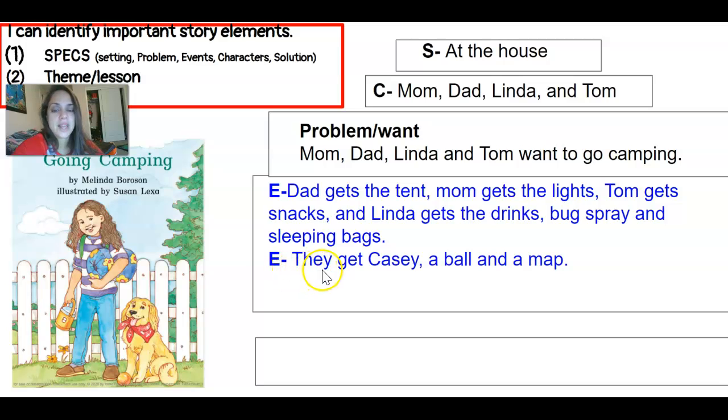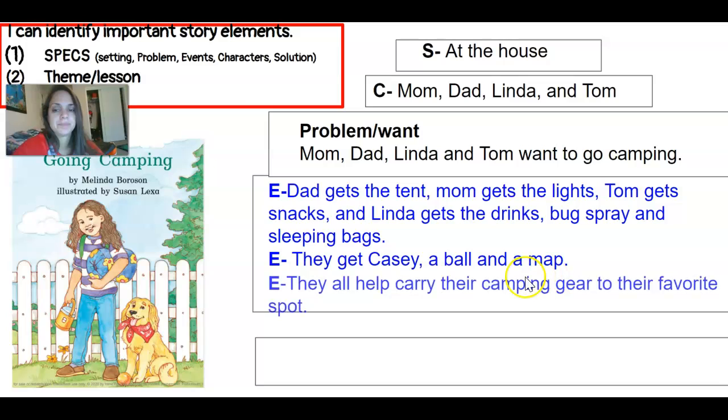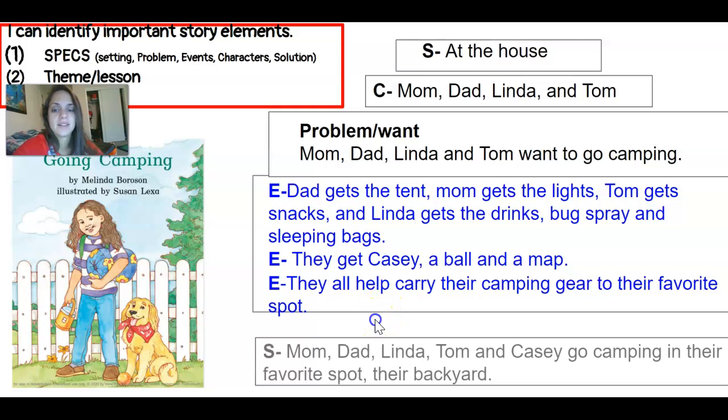Now we can say the word they because we already introduced all of our characters. They get Casey a ball and a map. They all help carry their camping gear to their favorite spot. How does our story end? What's the solution? Mom, Dad, Linda, Tom, and Casey go camping in their favorite spot, their backyard.